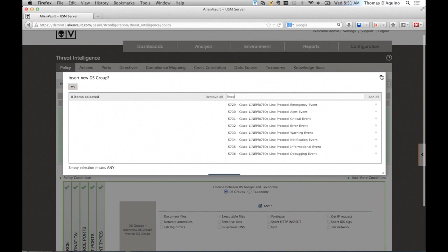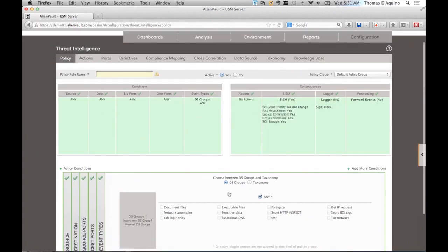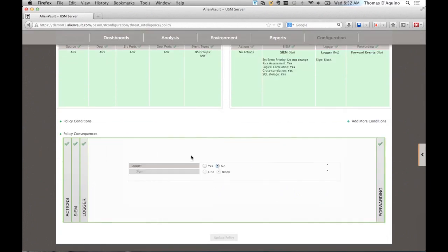So once we've identified that log data that is creating lots of information for us that we don't really want to see, we can apply a simple policy consequence here that says, you know what, I don't want this data to go into the SIEM, and I don't want this data to go into the logger. So correlation will not happen for these logs, and the storage of the data will not happen either. So essentially the data will just be discarded.